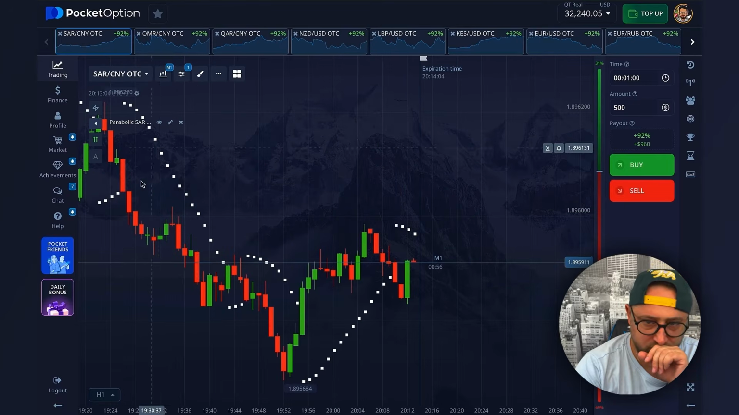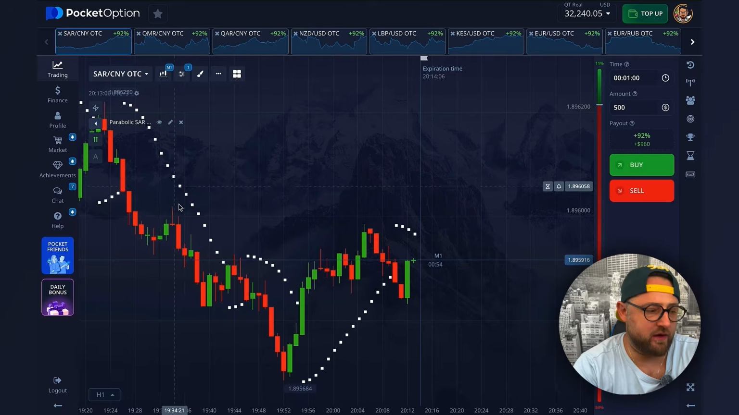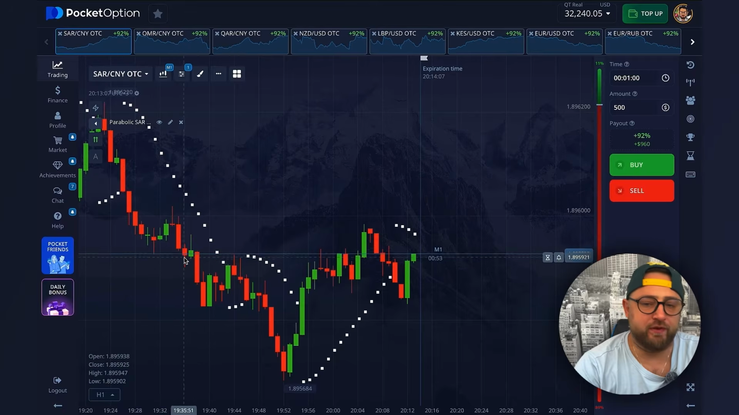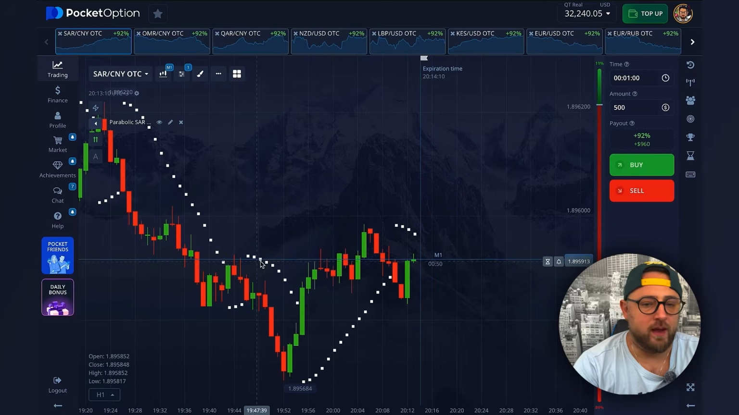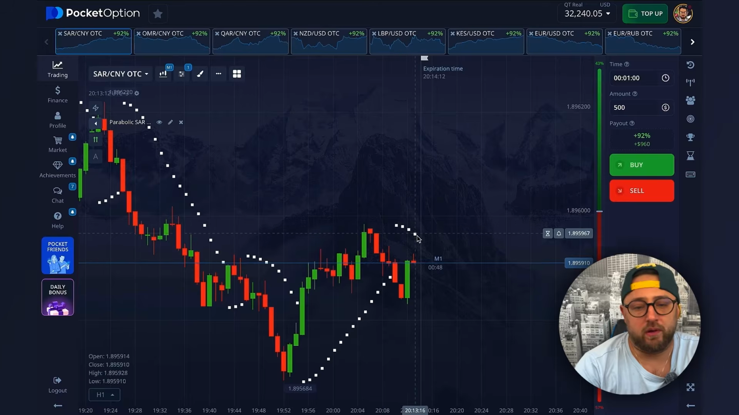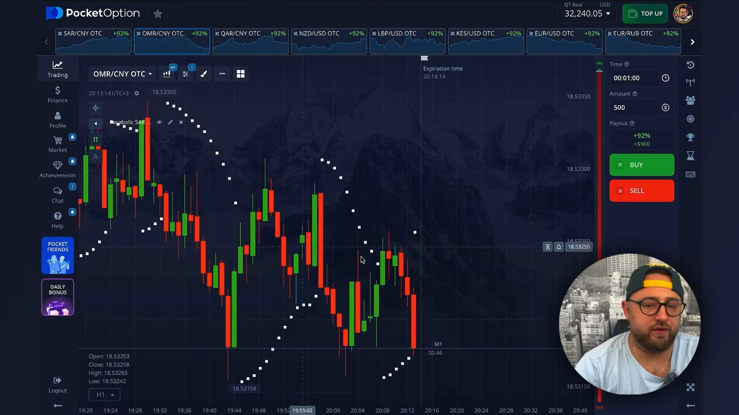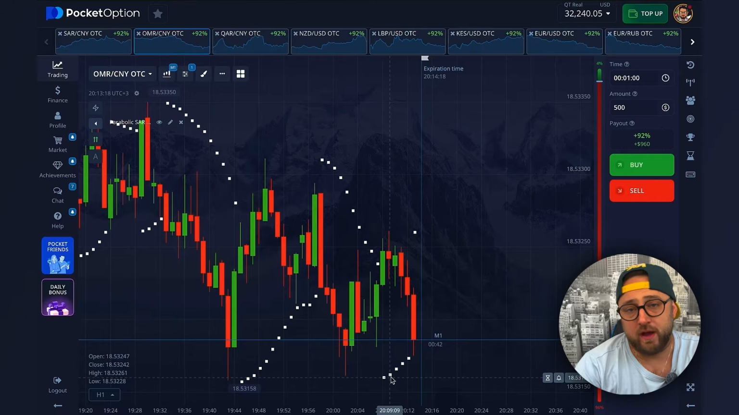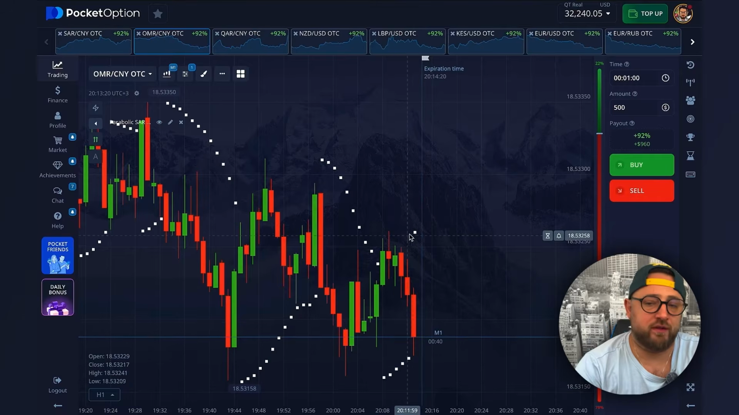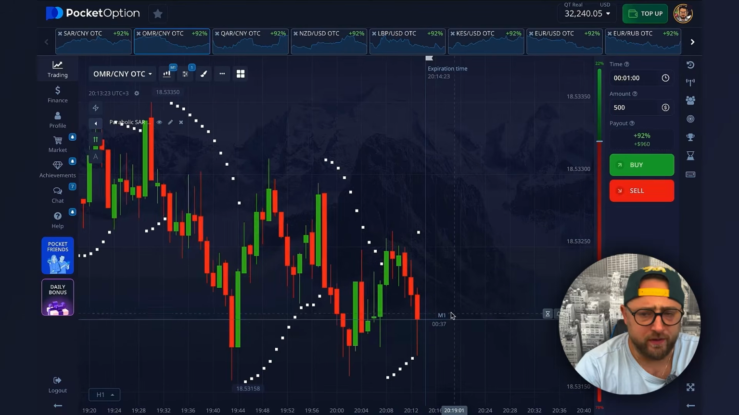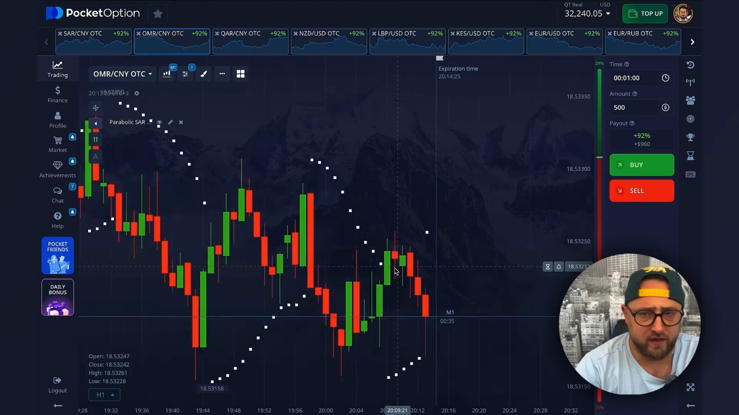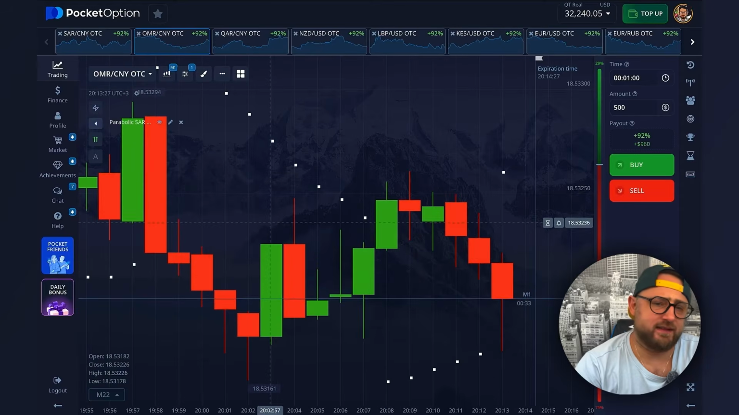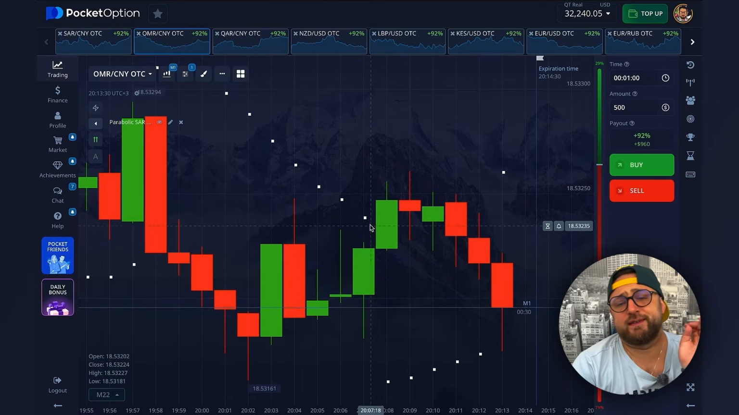So here's what you need to know. When the trend is bearish, the dots appear above the candles. When the trend is bullish, they appear below. The farther apart the dots are, the stronger the trend. The closer they are, the more likely the trend is about to reverse. Also, when the dot gets very close to the candle, it's another sign that the trend may soon flip.